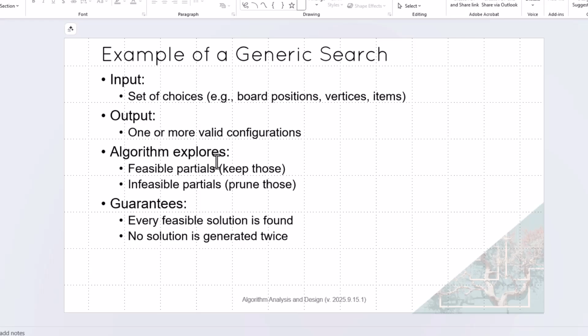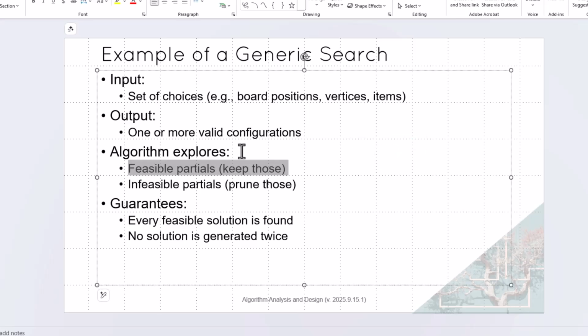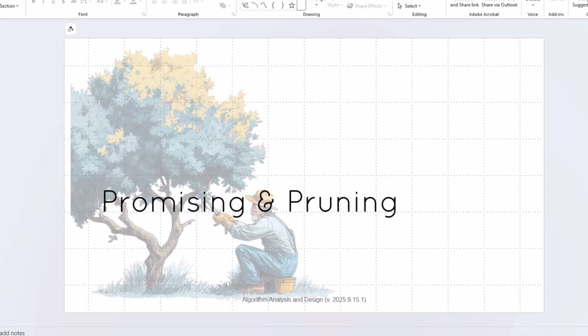The algorithm will explore feasible partials. We would keep those. And infeasible partials, we prune those. Guarantees are that every feasible solution will be found, and no solution is generated twice. Those are the two guarantees. Now, again, by feasible, we are not saying optimal. That's a whole other step. That is not in the purview of backtracking.